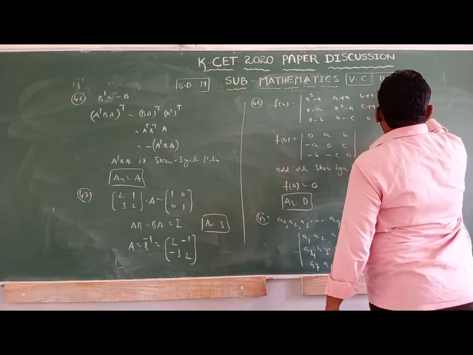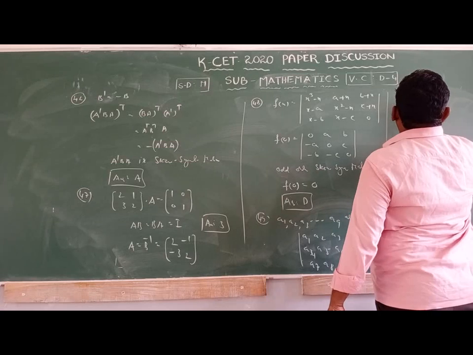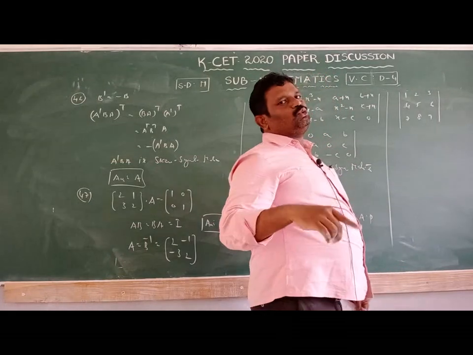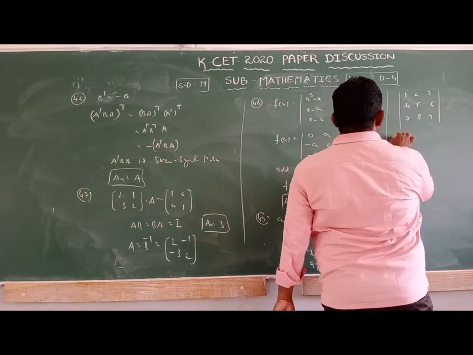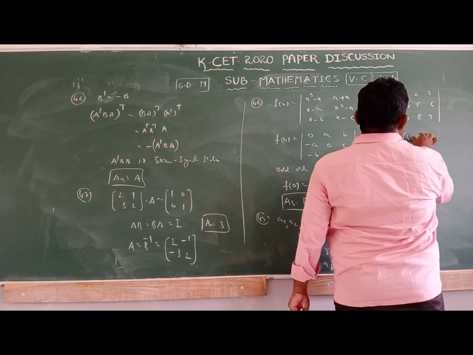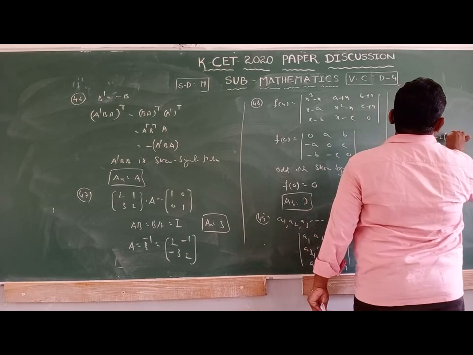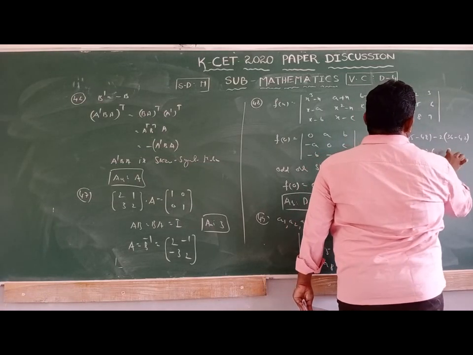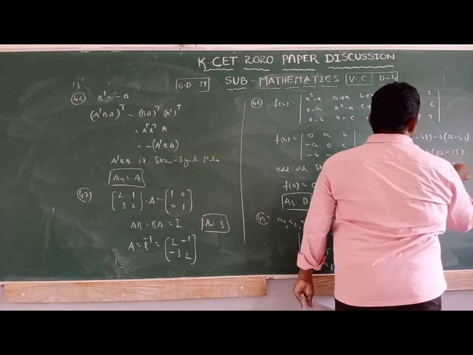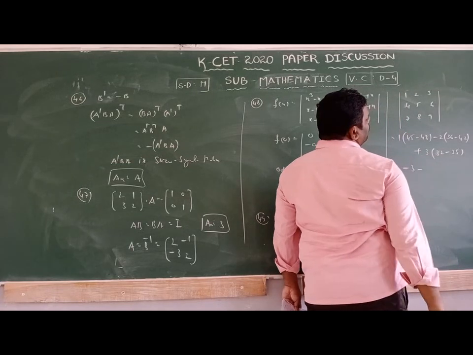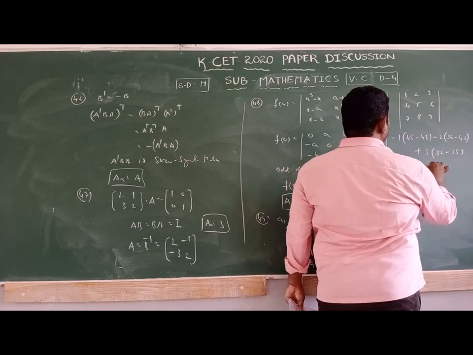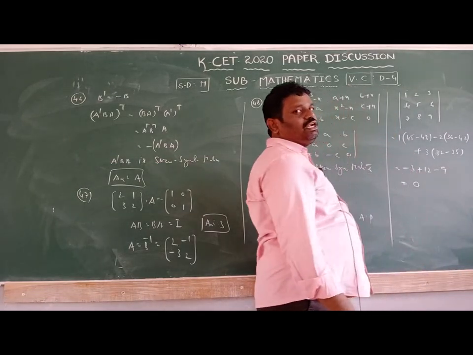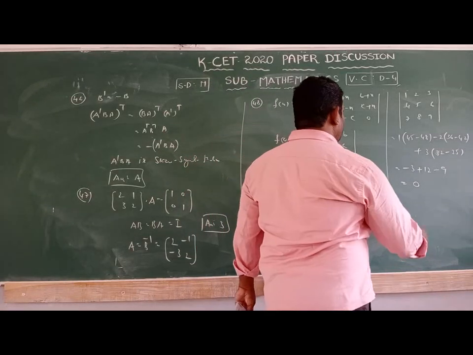Verification means we give the numbers 1 2 3, 4 5 6, 7 8 9, or a, a plus d, a plus 2d, like that. Simplifying this determinant, how much? 45 minus 48, minus 2 into 36 minus 42, plus 3 into 32 minus 35. Now minus 3, here plus 12, here also minus 9. So this value is equal to 0. So determinant value is equal to 0.